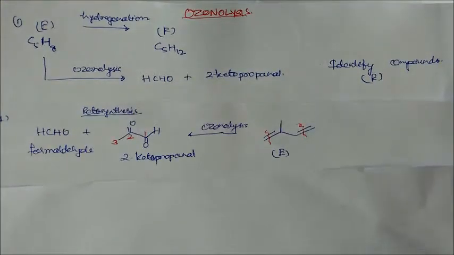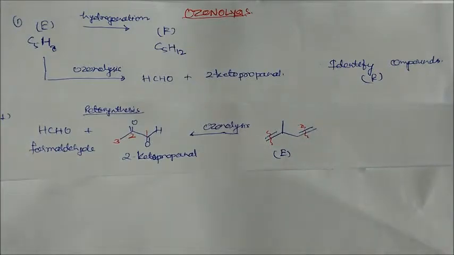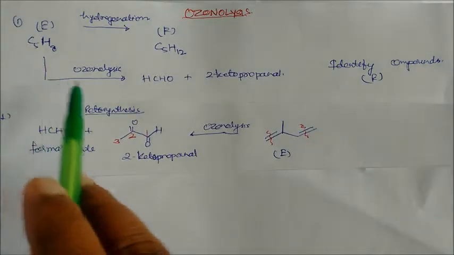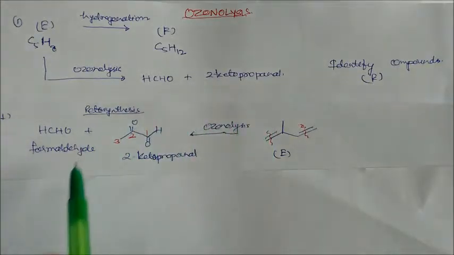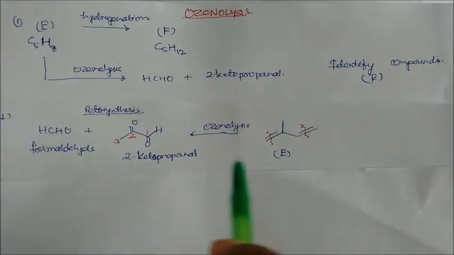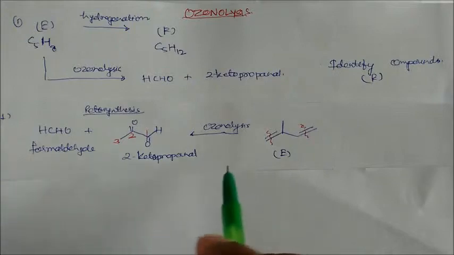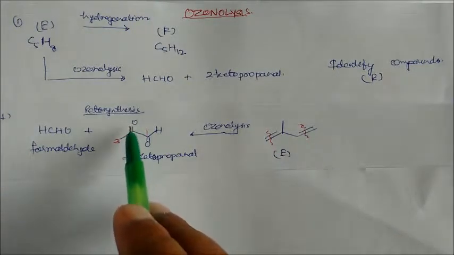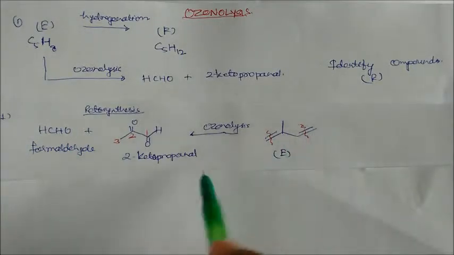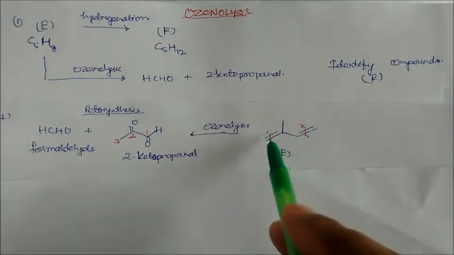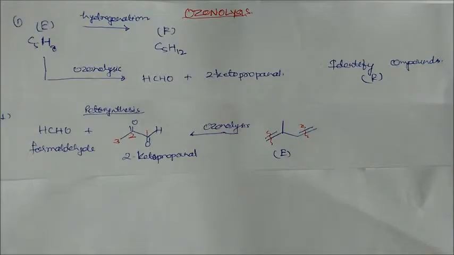So we can solve the problem like this. Since on ozonolysis we will get formaldehyde and 2-keto-propanol, from this we can estimate what is the product. So we will get the product like this. This double bond will be attached with this carbon, so this will give formaldehyde, this will convert into 2-keto-propanol.